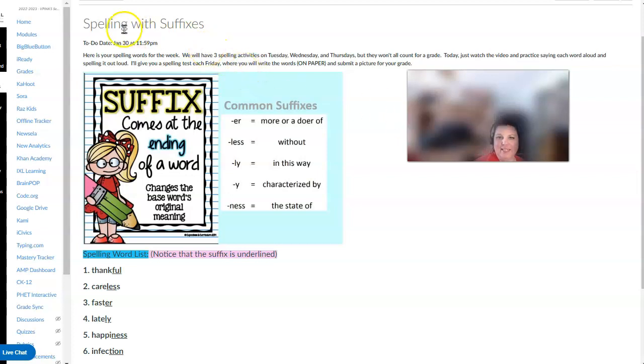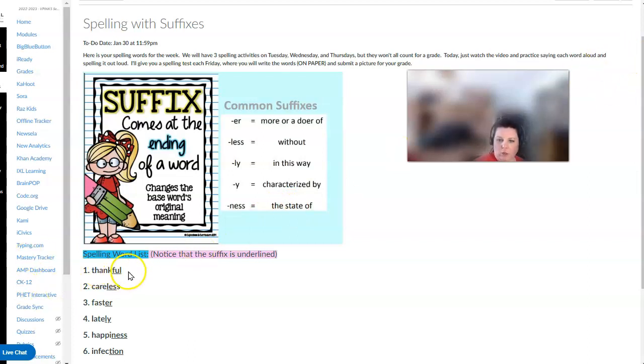Third graders, this week our spelling words are suffixes. So, a suffix is kind of like a prefix. We learned about prefixes last week. Prefixes come at the beginning of the word, but suffixes come at the ending of a word. It changes the base word's original meaning. So you can see there's a list over here of common suffixes and their meanings.